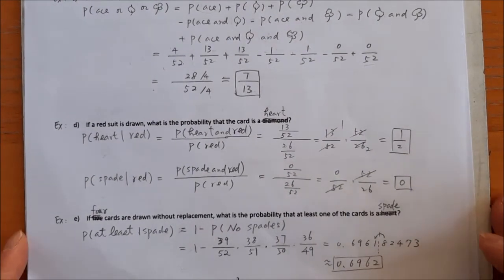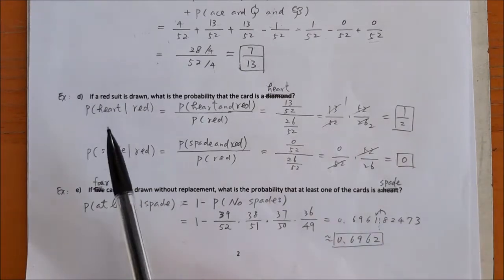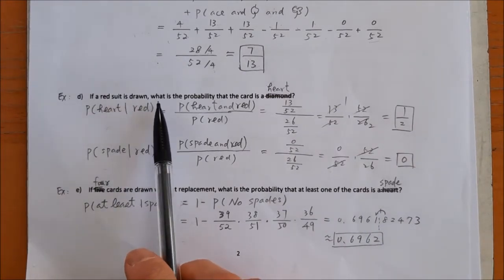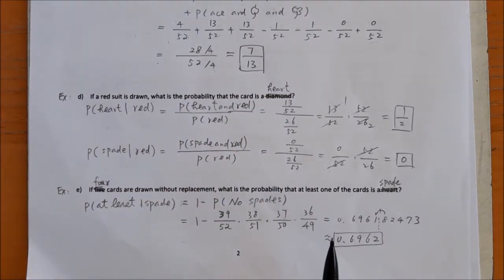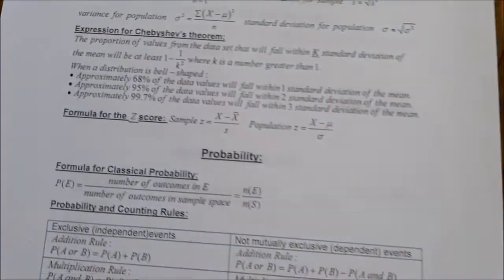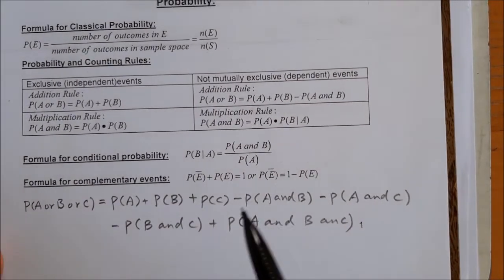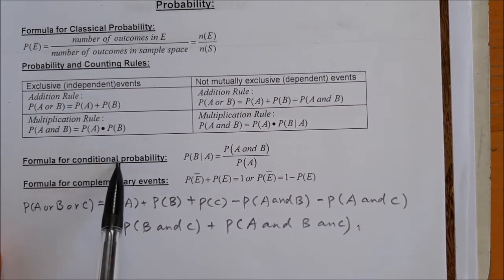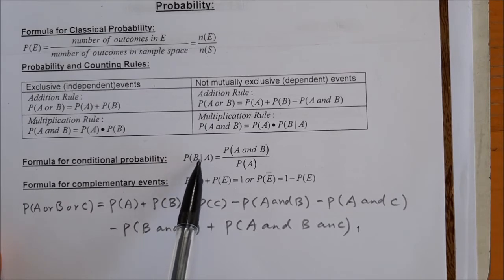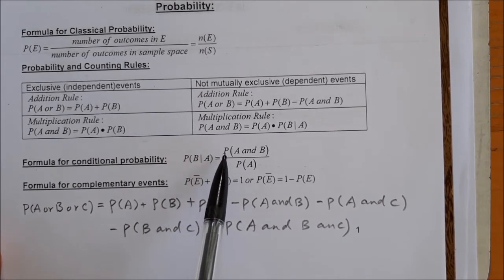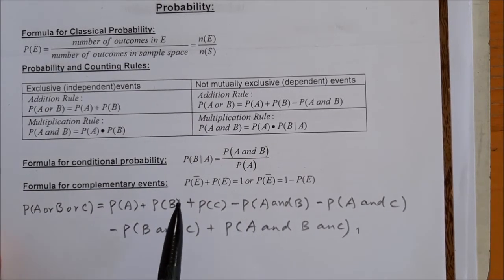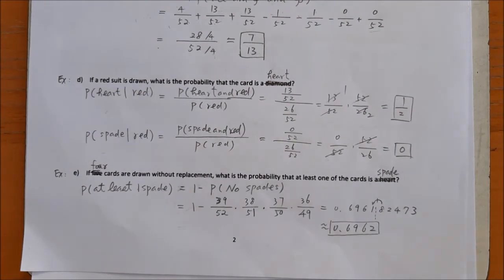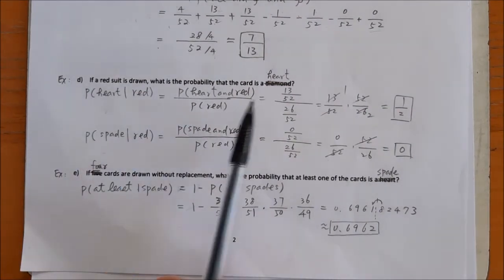Then the next one, D. If a red suit is drawn, what is the probability that the card is a heart? This we call conditional probability. D is about conditional probability. The formula for conditional probability is the probability of B given A is equal to the probability of A and B over the probability of A. So we use that conditional probability formula.